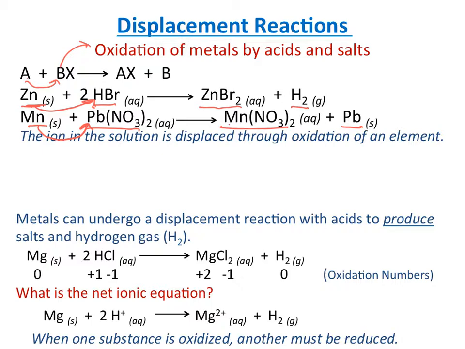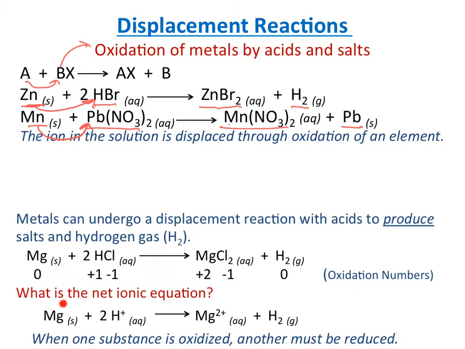We just said that metals can undergo a displacement reaction with acids, and when they do, they produce a salt plus hydrogen gas. We could write out what that reaction would look like, and we could calculate the oxidation numbers. We could also look at the net ionic equation. Here we have magnesium metal reacting with two hydrogen ions to form magnesium ion plus hydrogen gas. We could identify what's being oxidized and what's being reduced.